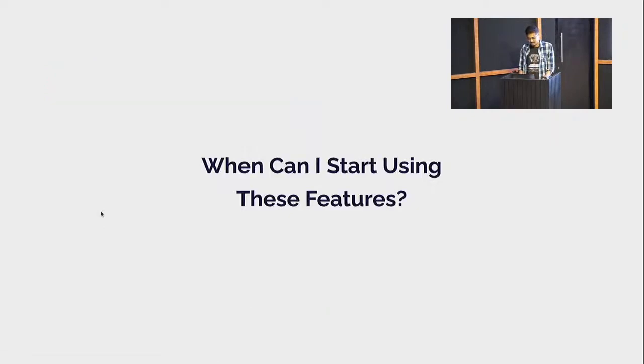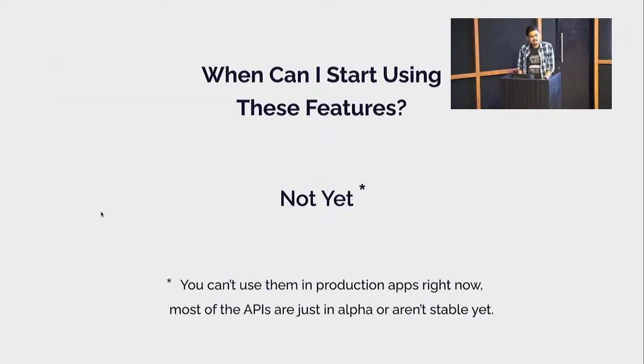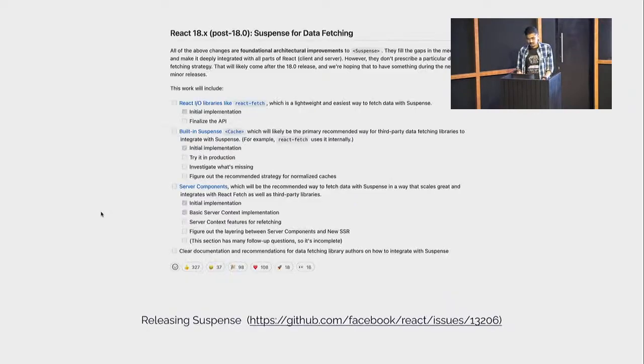The answer is, not yet, because you cannot use these in production apps right now because most of the APIs are still not ready, and server components, like I mentioned, are still in alpha, so they aren't really stable yet. But the React team has mentioned that the things we saw, like the streaming SSR and server components, rely on suspense for data fetching.